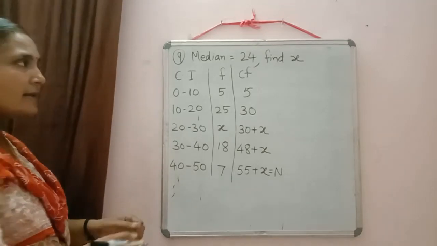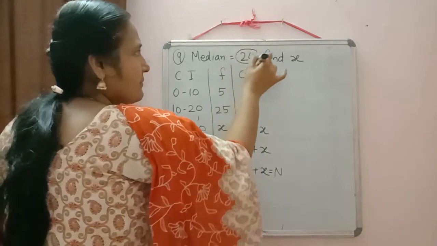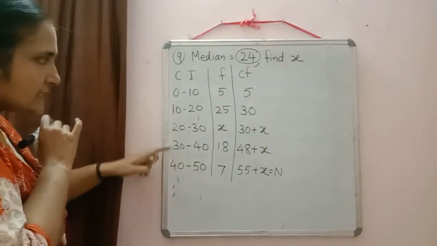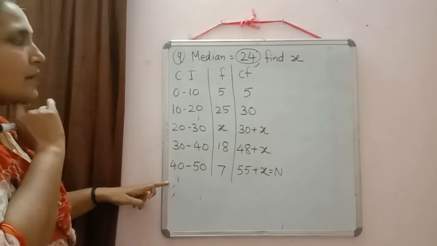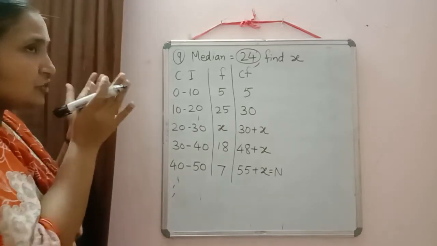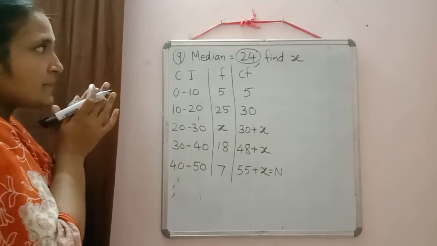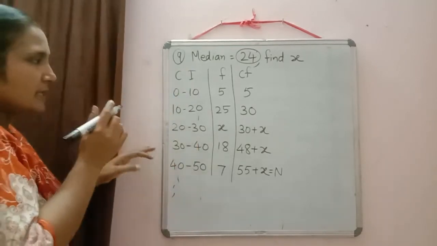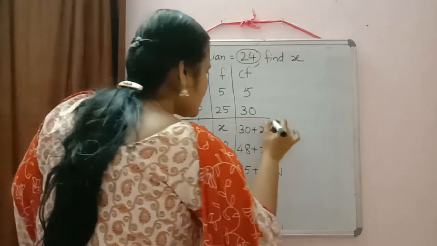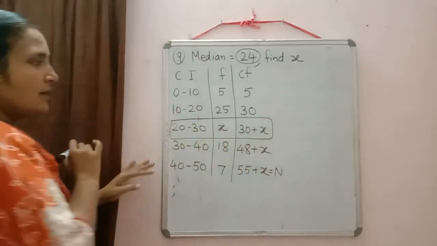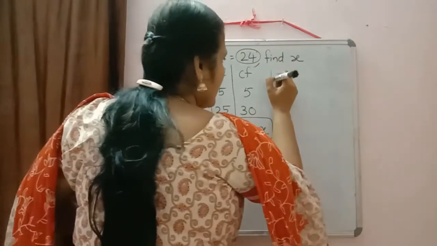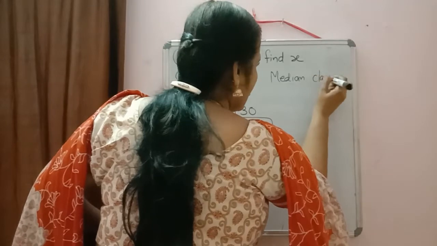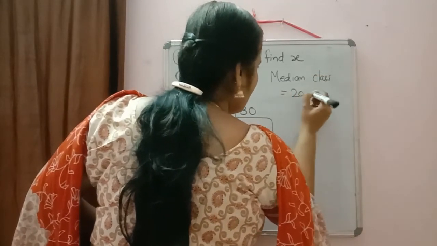Yes, for that this information is given. Median is equal to 24. So out of these class intervals, between which two numbers will 24 come? Yes, 24 will come between 20 and 30. So our median class will be equal to this class, 20 to 30. So write down here median class. Median class is equal to 20 to 30.